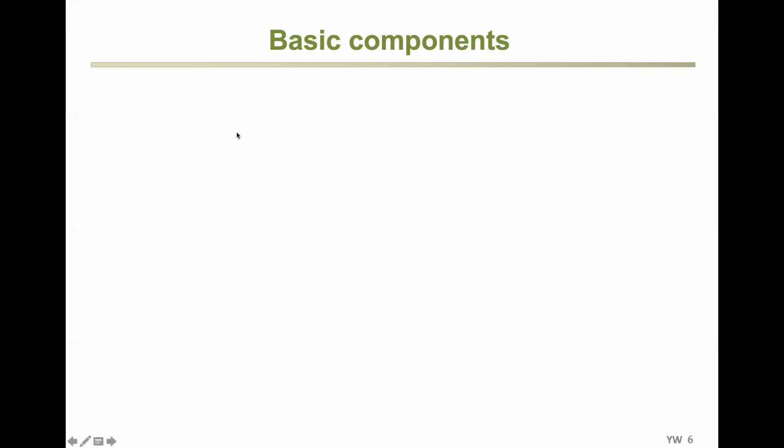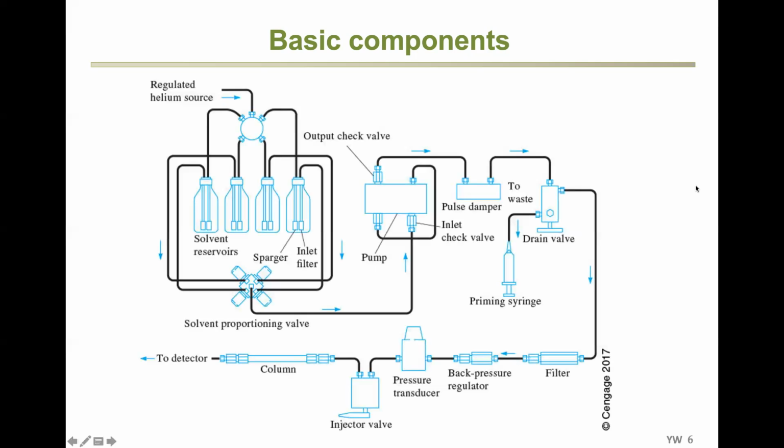Okay, so now let's go back to the basic components of HPLC. We had a very simple schematic of the system, right? Now I just want you to have a more detailed understanding of the components. We said that, of course, the column is the key component here, right? The column is where the separation occurs. So the column is the essential part here.